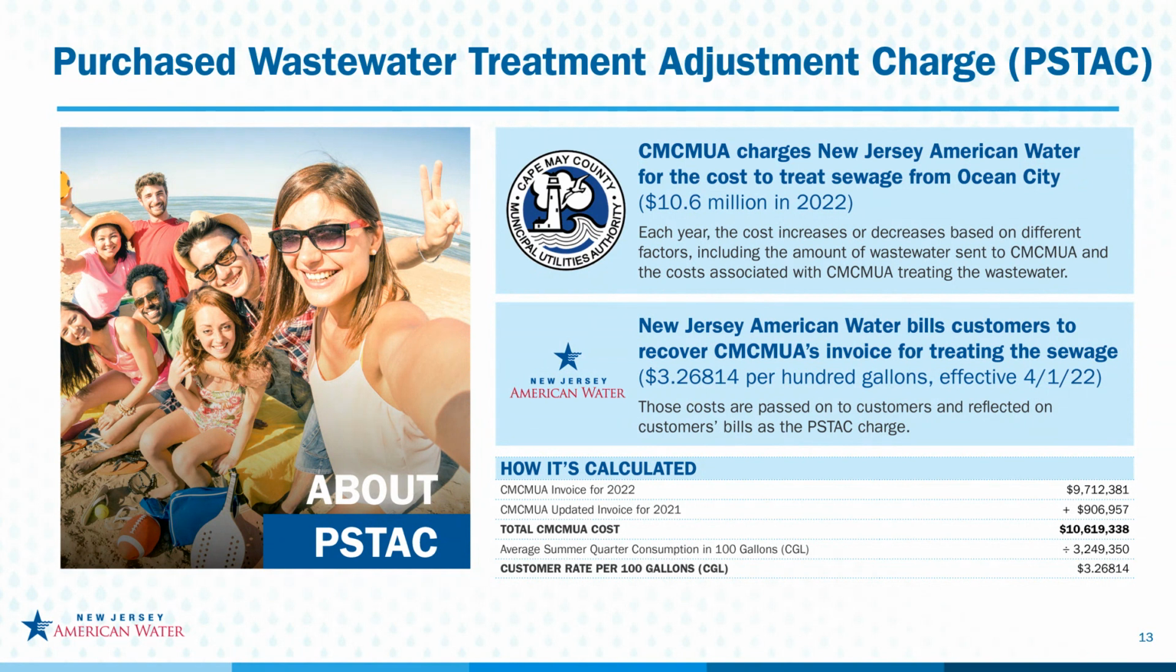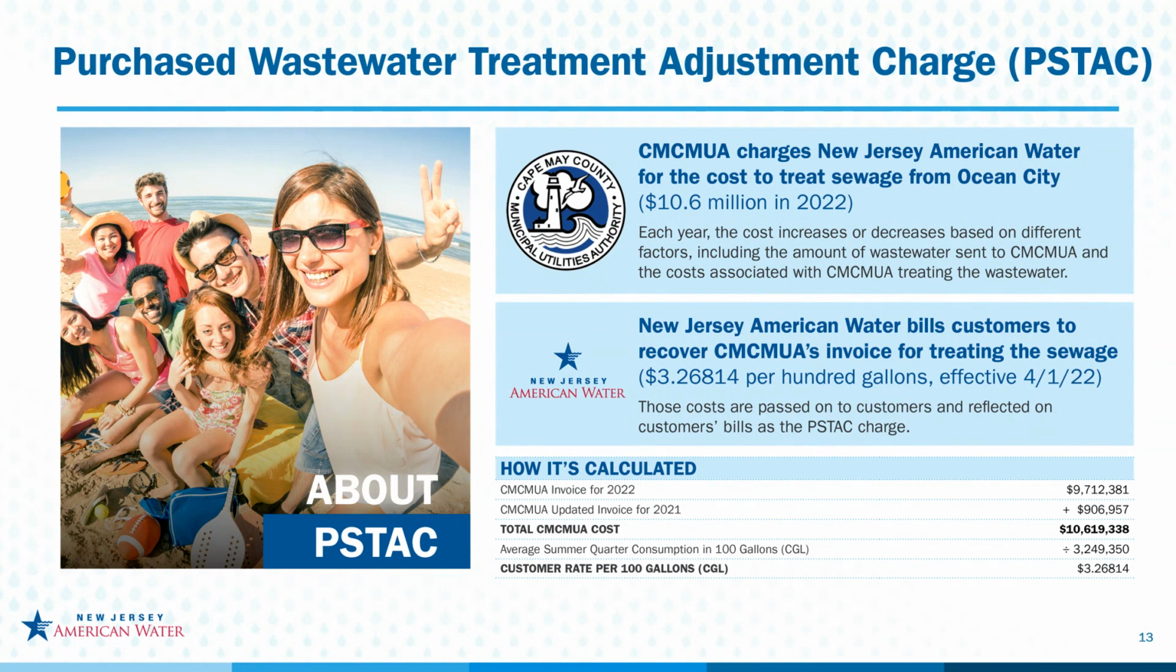Since this is an estimate, there is a true up. And in the case of 2021, the company's true up piece, the difference between the estimate for 21 and the actual expense for 21, was an additional $906,000. So this true up amount is also included in the calculation and passed through to the customers in the 2022 rate. So for 2022, the total cost to be collected from the customers in Ocean City is around $10.6 million.